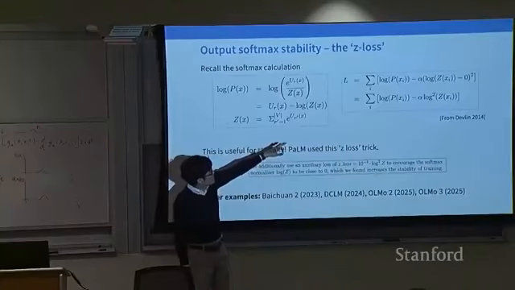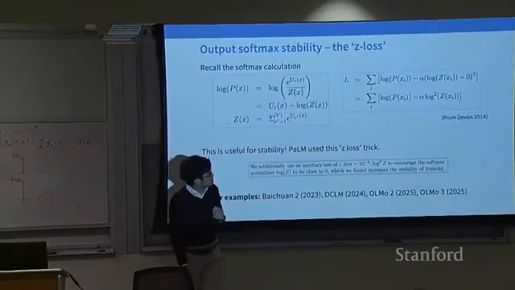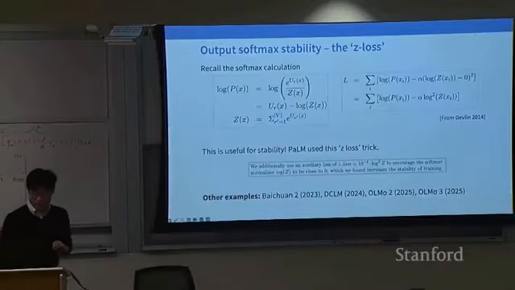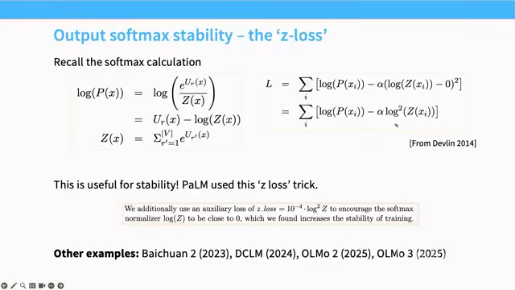2014, in which he adds this squared log z term. What this is doing is penalizing how far away your log z is from 0. And if log z is near 0, that's nice because this whole expression is numerically stable. This is called the z-loss trick. It's been used by a number of papers.